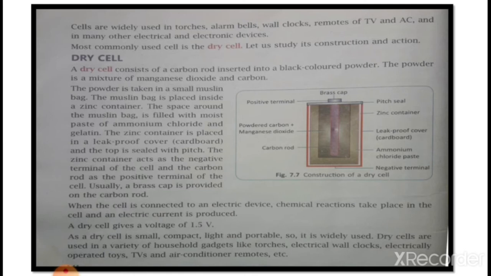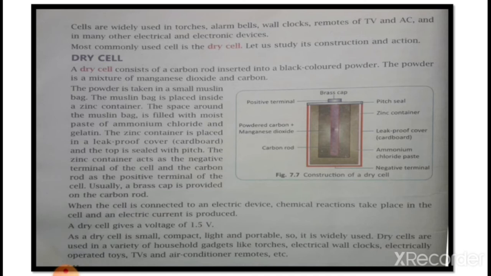And when this cell is connected to any electric device, then a chemical reaction will take place inside the cell and an electric current is produced. Okay, so a dry cell gives a voltage of 1.5 volt. Okay, that value is important, so study nicely. And these dry cells are very small, compact and light, and portable, so they are widely used. So the dry cells are used in a variety of household gadgets also.